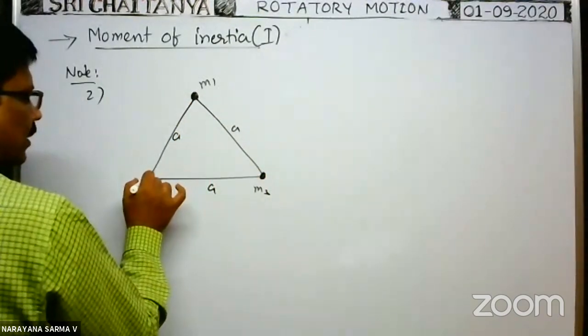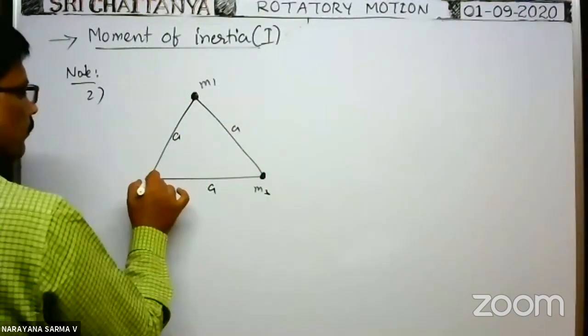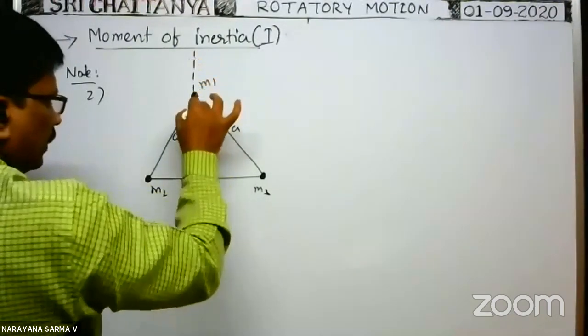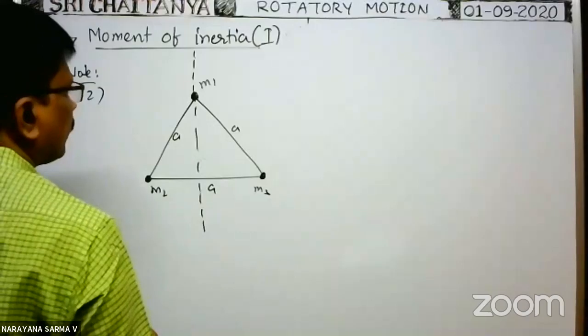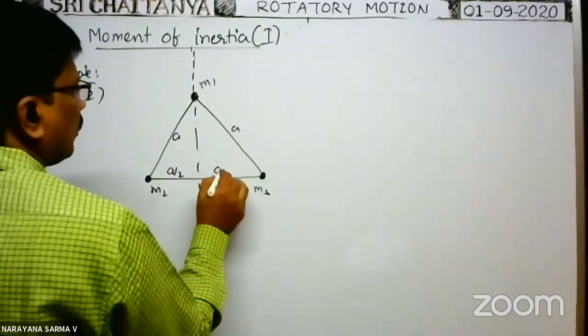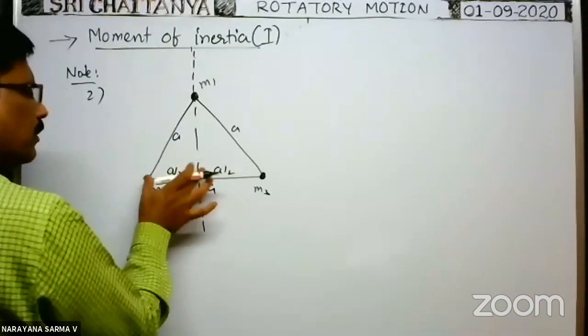What is the moment of inertia? First of all, we discuss about this axis. About this axis, what is the moment of inertia of the particle? It is the angular bisector. That's why it is a by 2. This is a by 2. Of course, in the diagram it is not like that, but both are the same.